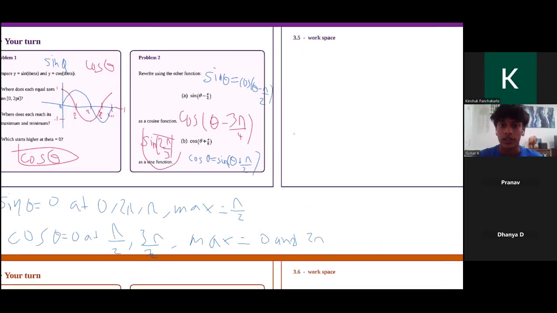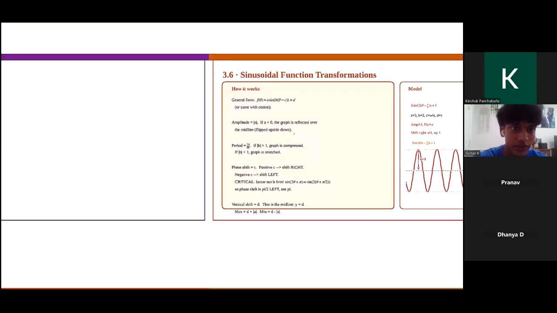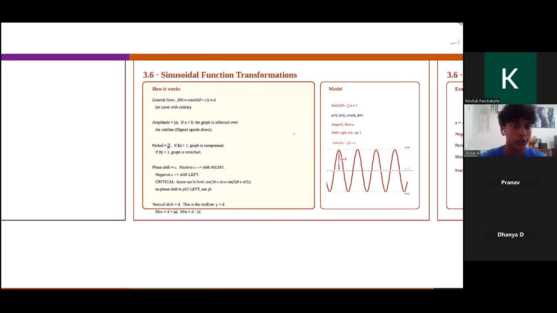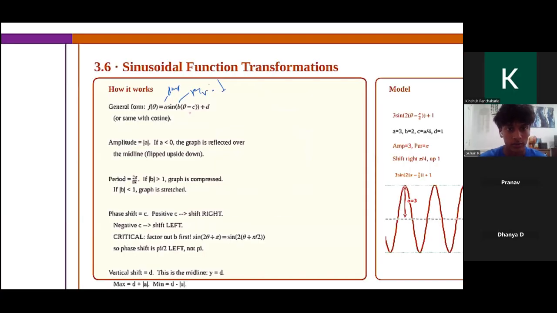Now we go on to the final topic of the day. So transformations. The general form for transformations for sine and cosine has A, which just affects the amplitude, pretty straightforward. B, which affects the period. C, which moves it left or right. And D, which equals the midline. So using these characteristics, you can pretty quickly sketch out a sine graph.